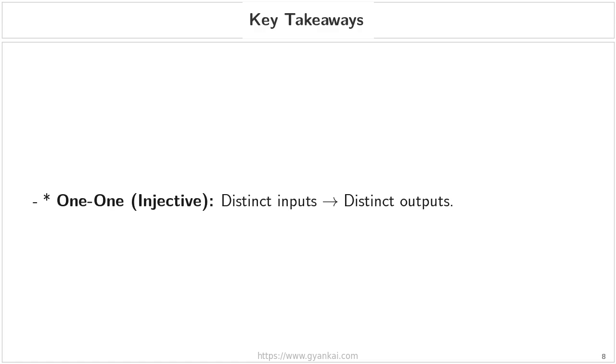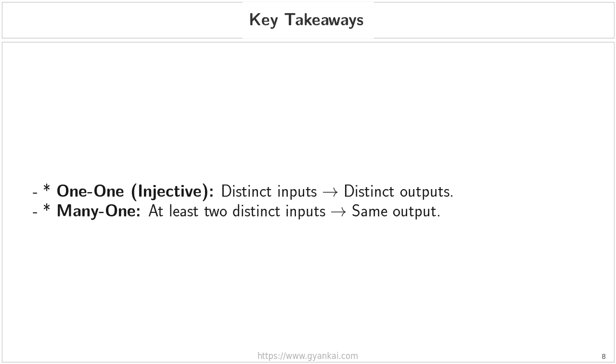First, let's recap 1-1 functions, which are also known as injective functions. As we saw in our introduction and the ID number example, a function is 1-1 when distinct inputs always lead to distinct outputs. In other words, every unique input has its own unique result. Conversely, we have many-one functions. As we observed with the birth month example and our work with squared numbers, a function is many-one if at least two different inputs map to the exact same output.